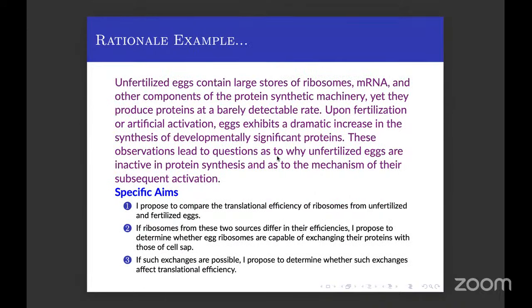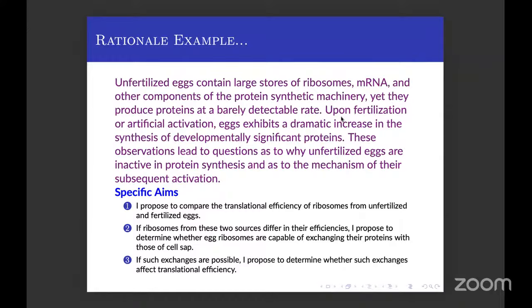So I'll read it. Unfertilized eggs contain large stores of ribosomes, okay, mRNA, and other components of the protein synthetic machinery. Yet they produce proteins at a barely detectable rate. है ना? I am reading it and you are feeling bored, I can understand. है ना? So what I am trying to say here कि something is there and it has a problem, and that is why I am trying to do research, है ना? So I am talking about unfertilized eggs. Unfertilized eggs contain large stores of ribosomes, mRNA, and other components of the protein synthetic machinery. Yet they produce proteins at a barely detectable rate. So unfertilized eggs are producing a very small amount of protein.